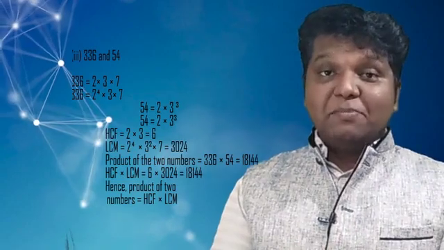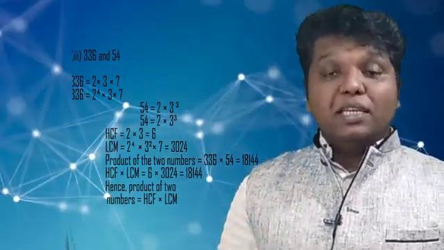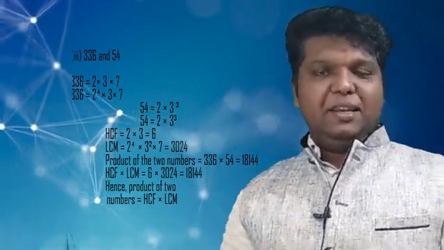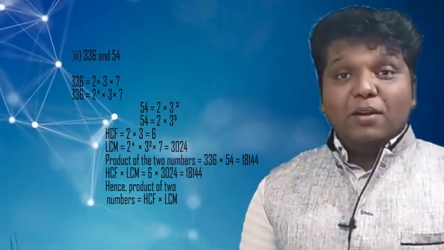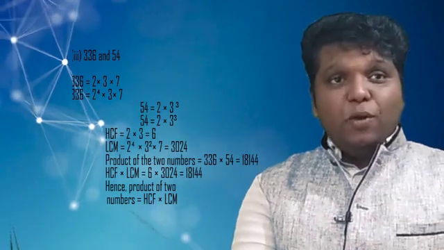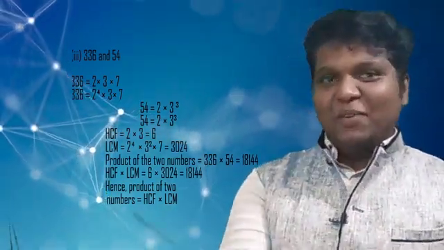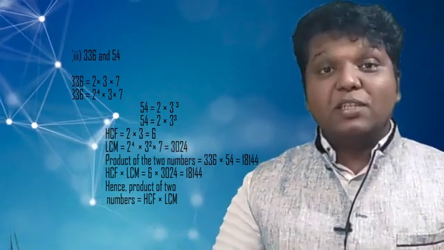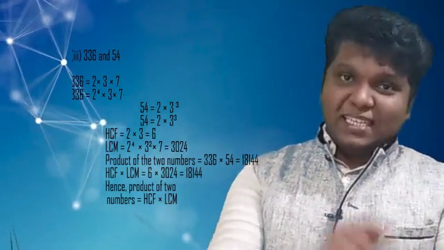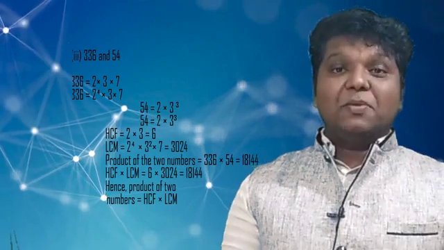So what will be the LCM? LCM will be 2 raised to 4 into 3 cube into 7. You got it? So the LCM is equal to 2 raised to 4 into 3 cube into 7. When you are multiplying these 3 numbers, what will be the answer? It's 3024. You got 3024. So now you got the HCF as 6 and now you got the LCM as 3024. Now what's the next step?